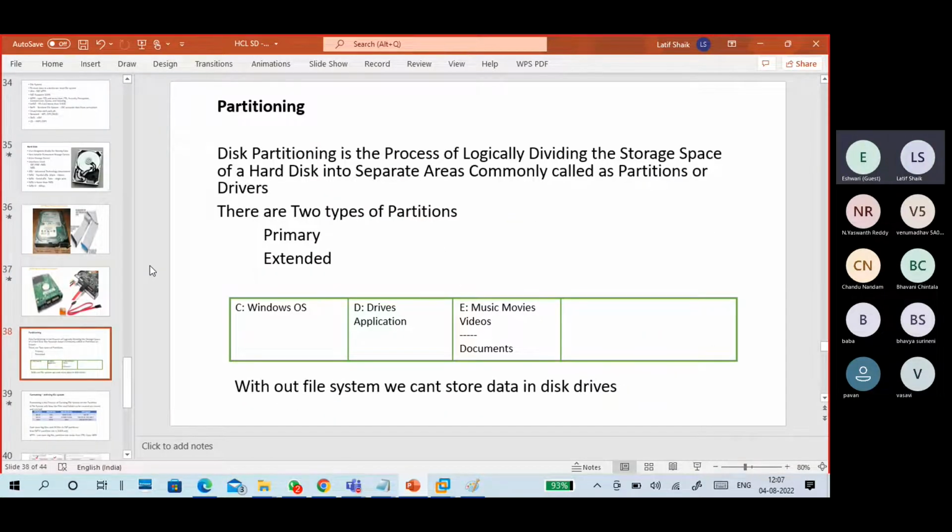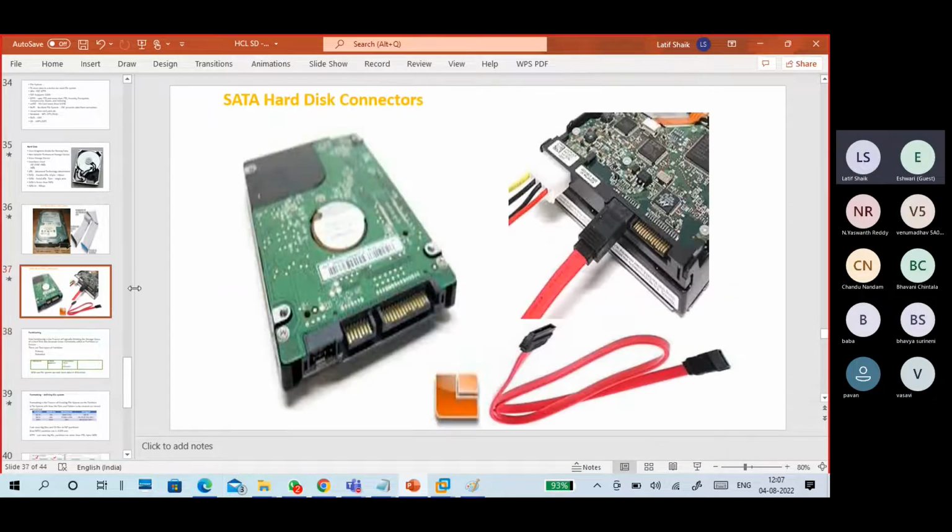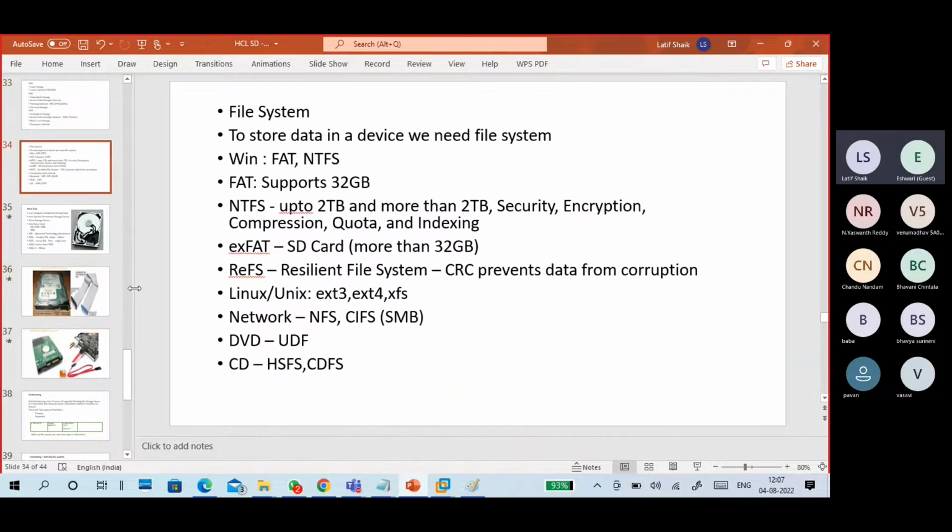Okay, so these are the basic points in a hard disk. Partitions and file systems we will discuss.